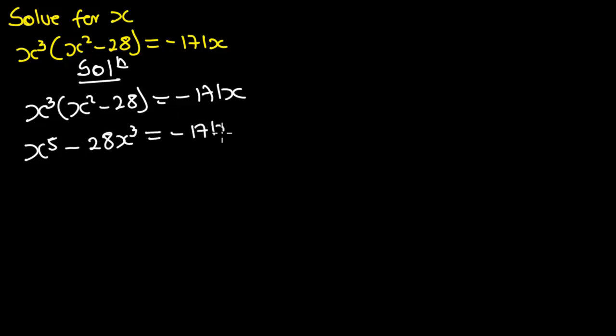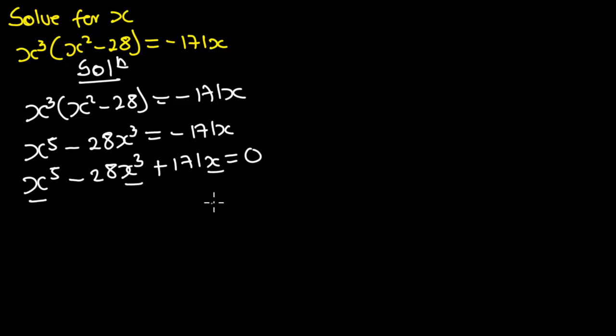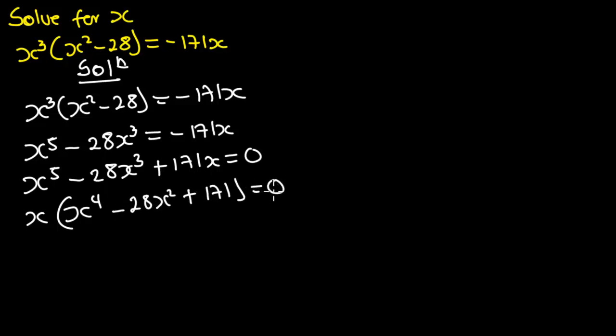minus 171x. And from here we are going to move minus 171x to the left hand side so that the right hand side will become 0. And so we are going to have x to the power 5 minus 28 x cubed plus 171x is equal to 0. Now from here we have x in common. So I'm going to factorize out x. And so we are going to have x out, leaving x to the power 4 minus 28 x squared plus 171 is equal to 0.